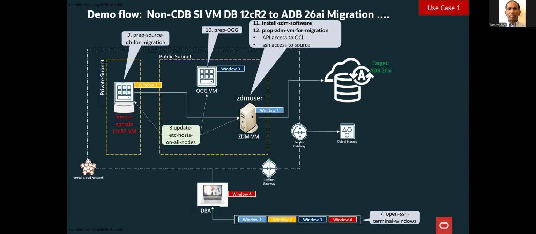Then prep the ZDM for migration. You have to perform a bunch of steps so that it can communicate with OCI, and it also can communicate with all the source, the Golden Gate, and the target. The ZDM software works like an orchestrator, so it has to communicate with all these instances, the source, the Golden Gate, and the targets, all right?